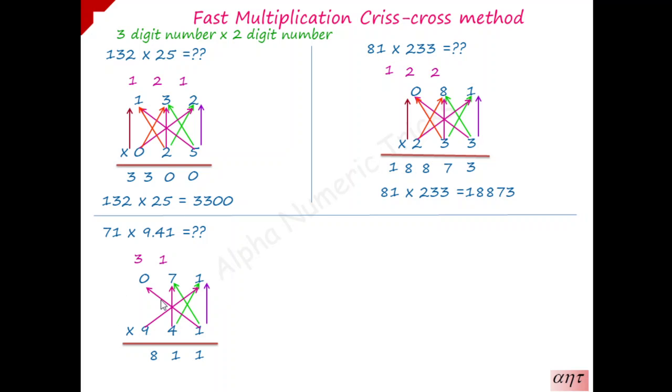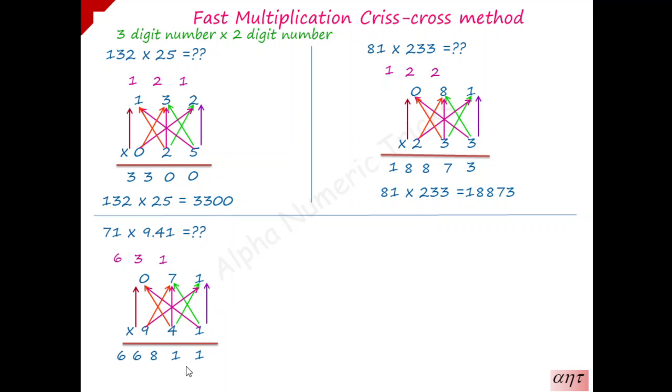After that, you have to multiply these two numbers. 9 into 7 is 63, plus 0 into 4 is 0. So 63 plus 0 is 63, plus this 3 is 66. 6 is written and 6 is carry forward. After that, you have to consider the last digit for multiplication. 0 into 9 is 0, plus this 6. So 0 plus 6 is 6. Write it here, which is our answer when you multiply 71 by 941.